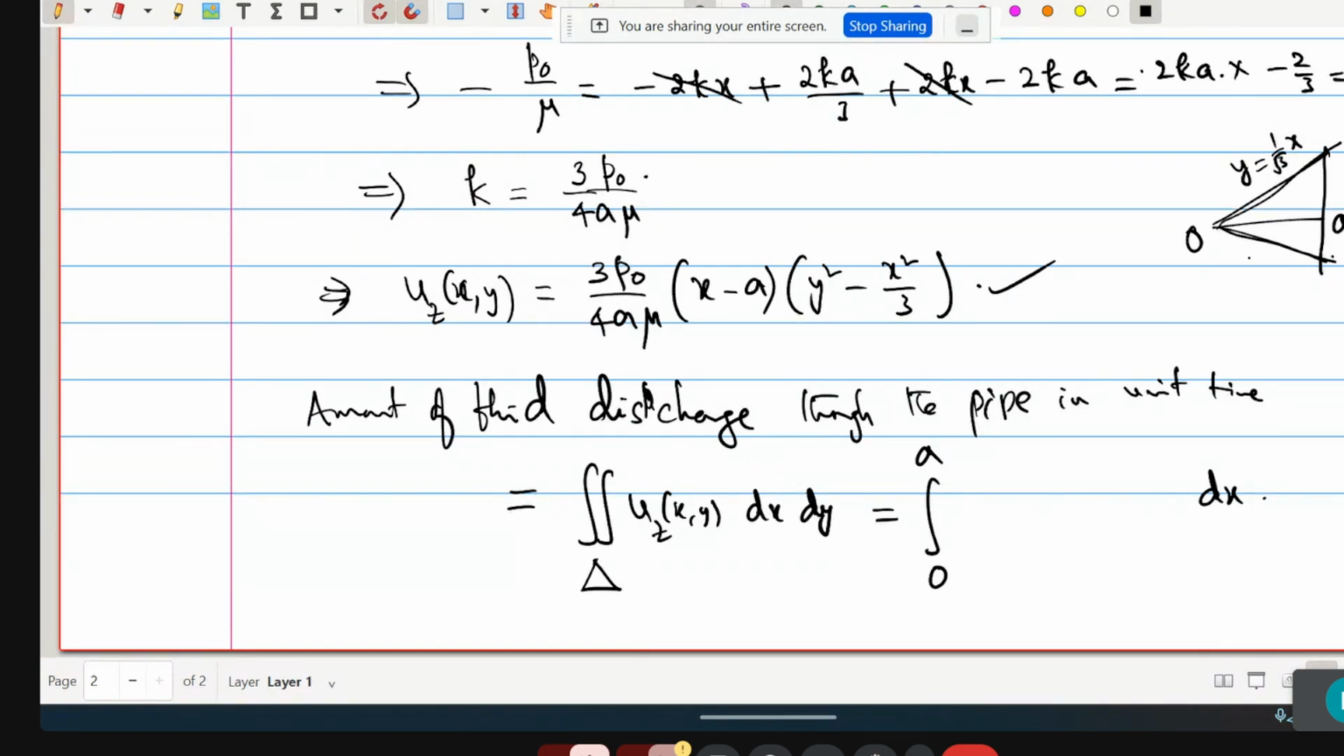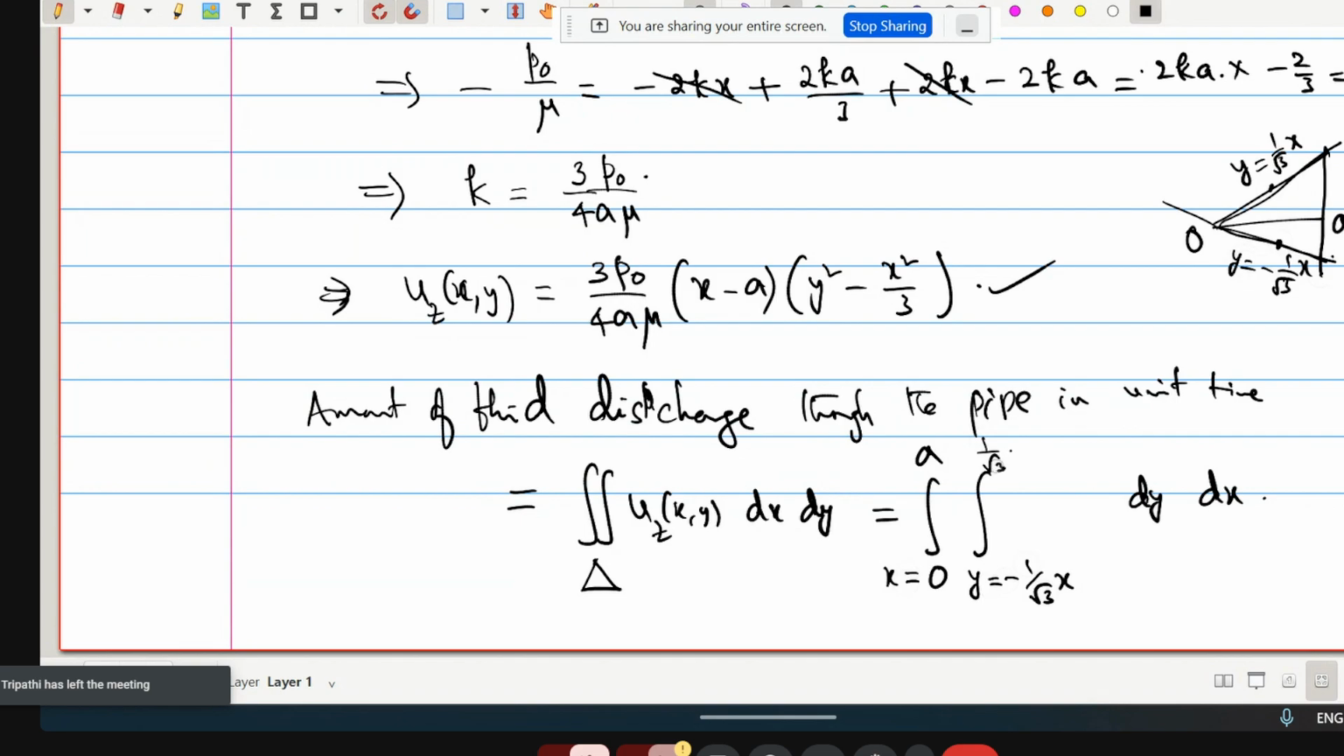This line is y equals minus 1 by root 3 x. So that will be my dy. Once you fix x, you're going from here to here. So y is going from minus 1 by root 3 x to plus 1 by root 3 x. That is your dy. Now whatever you have, you put it inside, so u_z of x, y.